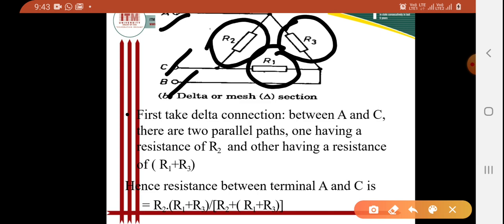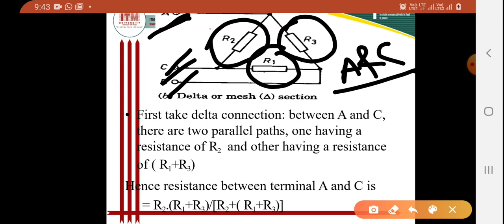Now according to the equivalence process, what is the thing you have to do? Suppose we are talking about between A and C. So now I am considering A and C here. When I am considering A and C, we have to observe that B is open circuit. What I am telling is, when I consider the A and C terminals, at the same time B is open.